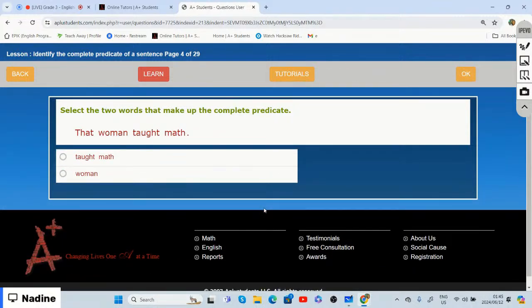All right, one more, and then we are done for the day. It says that woman taught maths. We need to select two words that make up a complete predicate. That woman taught maths.